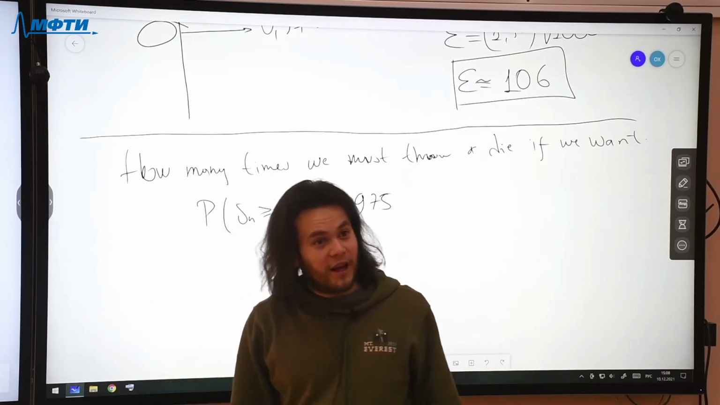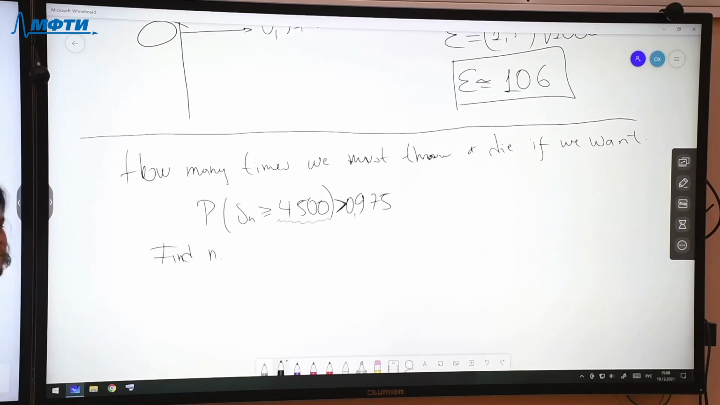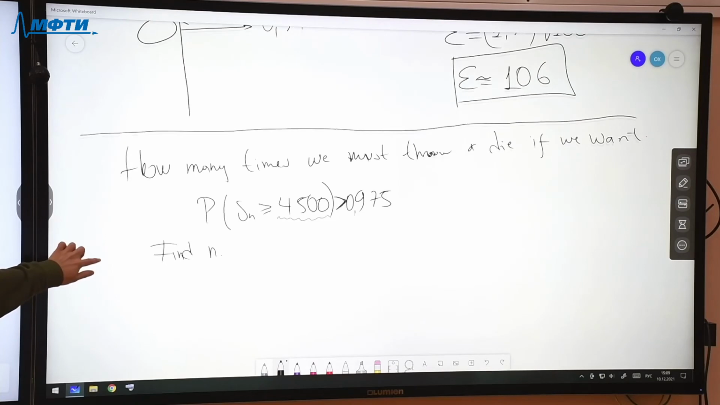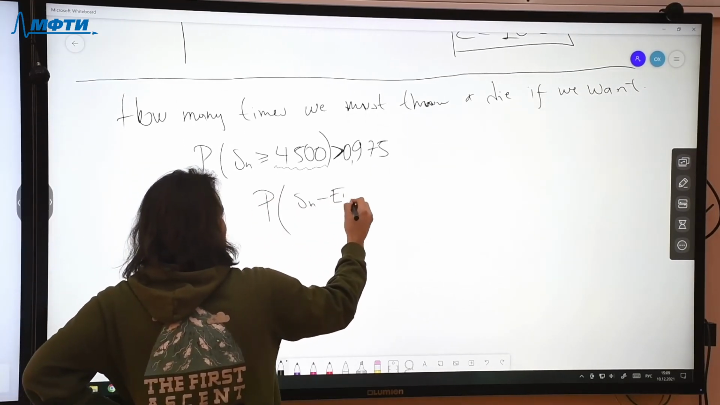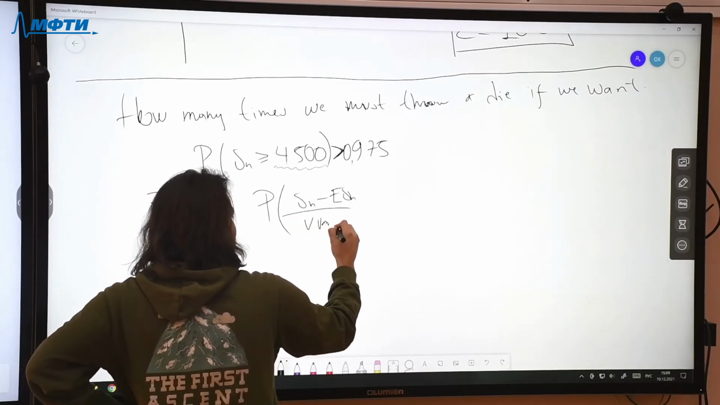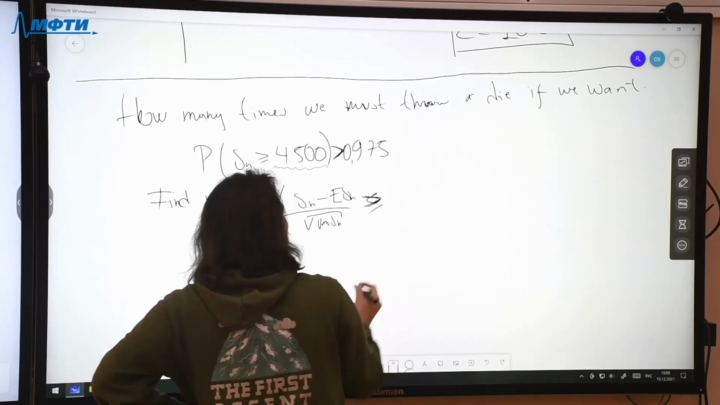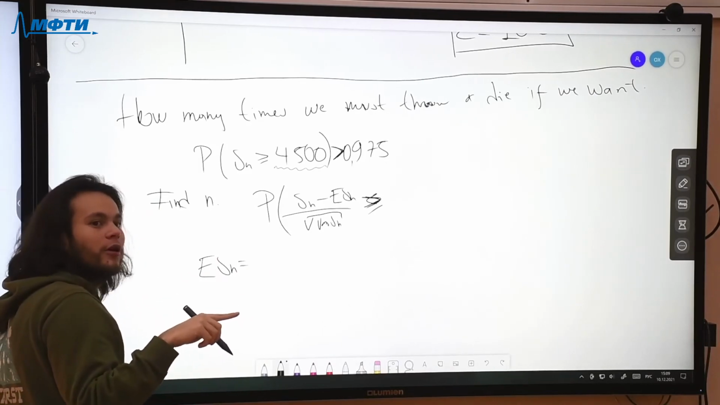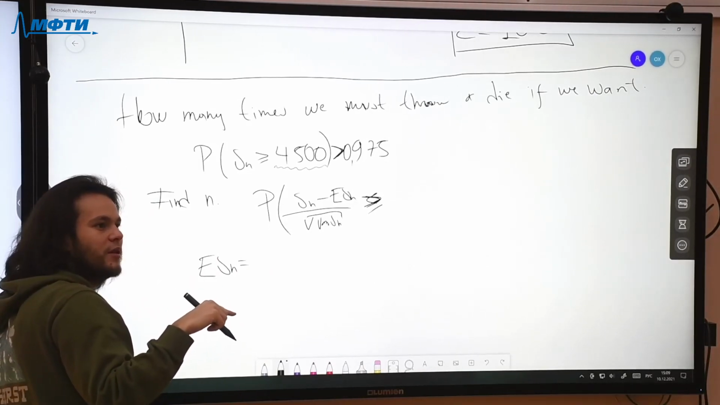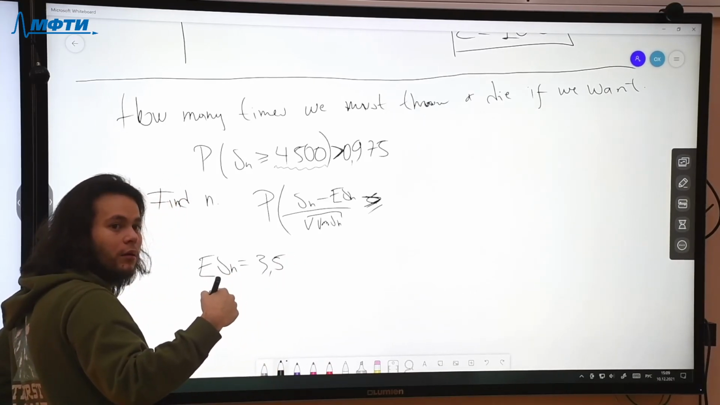So we need to find n, right? So we need to find n. Exactly. So how do we do that? Exactly the same, right? So this is the probability, Sn minus expected value of Sn over the square root of the variance of Sn greater or equal than, well, let's find, we know that the expected value of Sn, we already found it before, it was 3.5 times n, right?